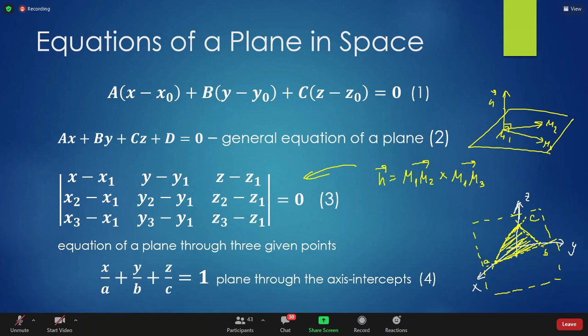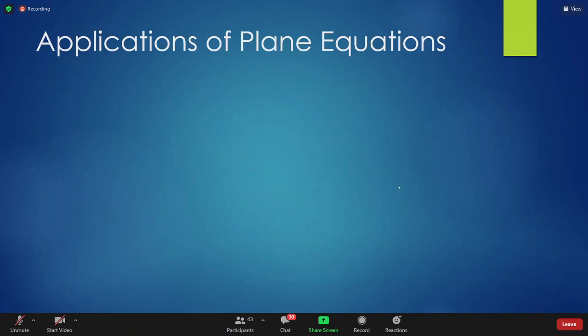Now let's have a look at what can be done with this. Why do we need equations of a plane? What could we do with these equations of the plane? So right now we have moved from 2 dimensions to 3 dimensions. A 3-dimensional situation is always harder to understand, and that's why we need to be very, very careful. So how do we use these plane equations?